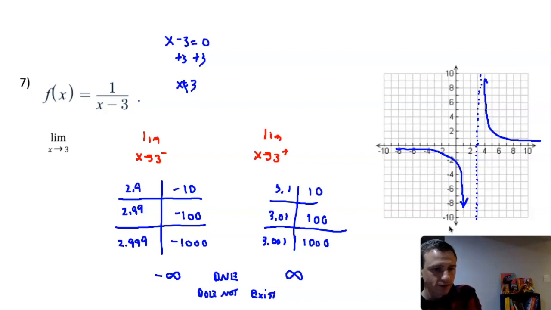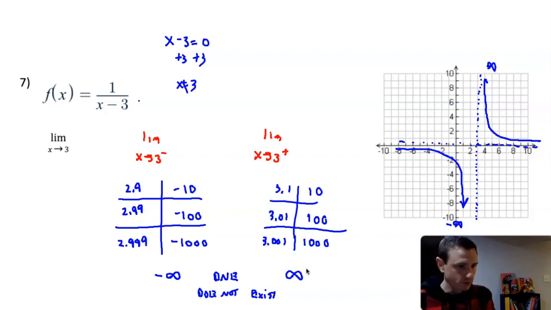So this is going towards negative infinity down here. This is going towards positive infinity up here. So therefore, the limit does not exist. They're going to 2 different spots. We also have a horizontal asymptote here. So it does not exist.